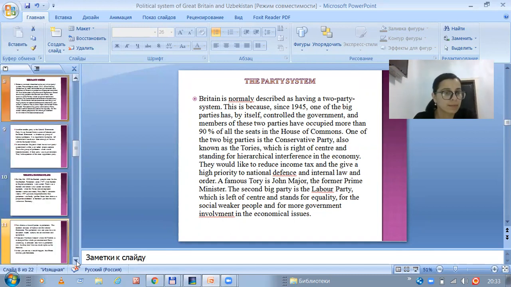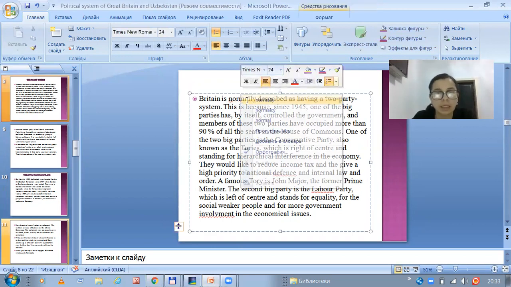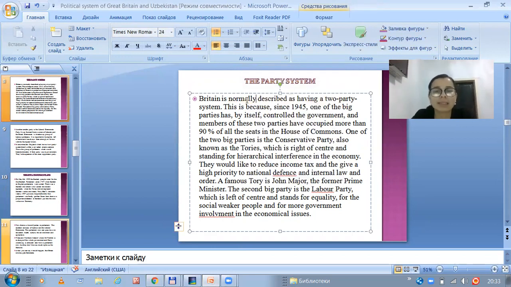So, slide 8. Britain is normally described as having a two-party system. This is because since 1945, one of the big parties has by itself controlled the government, and the members of these two parties have occupied more than 90% of all the seats in the House of Commons.